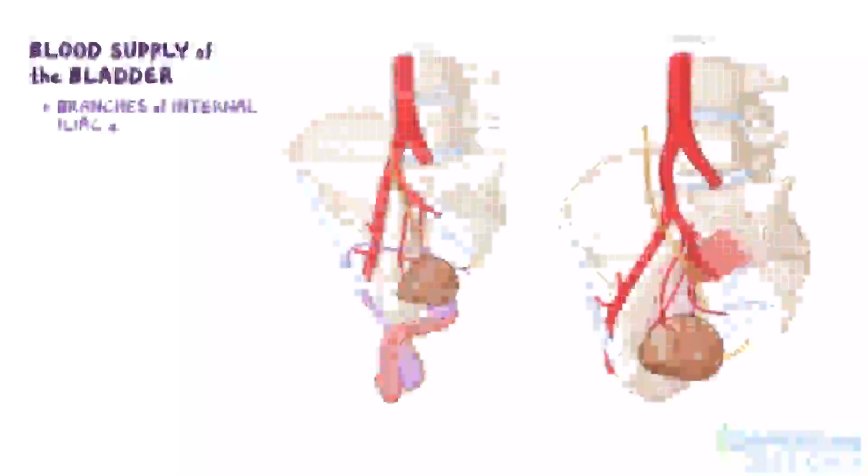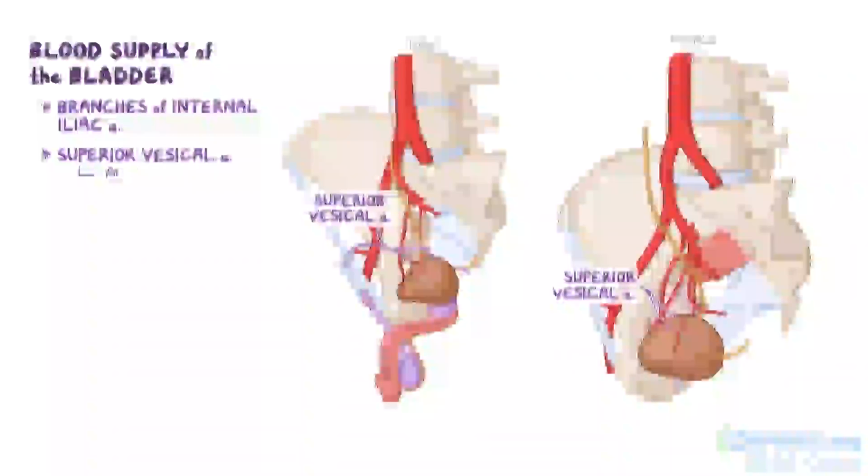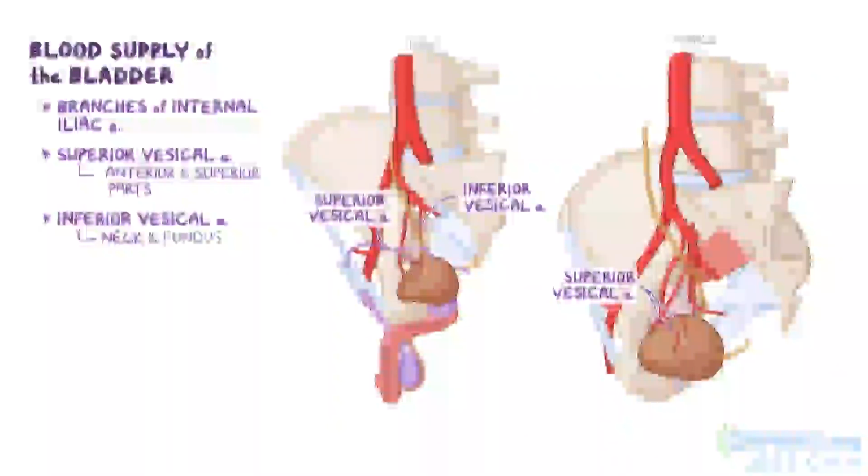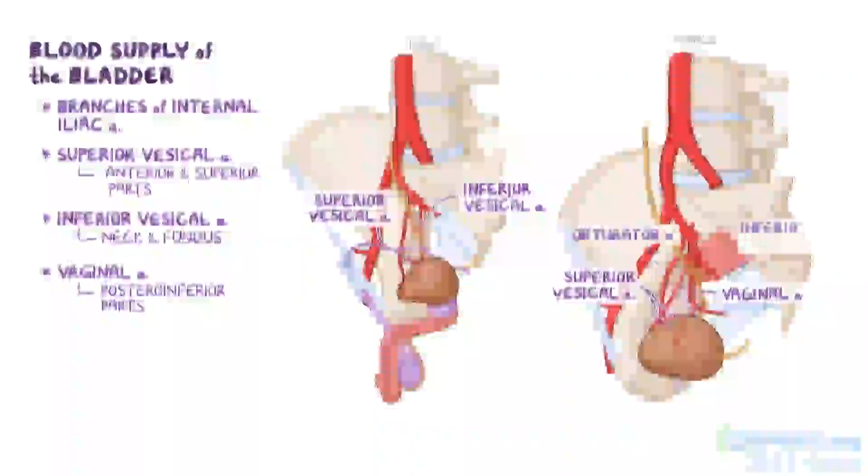Alright, now let's look at the blood supply of the urinary bladder. First, the arterial blood supply of the bladder comes mainly from branches of the internal iliac artery. In both male and female individuals, the superior vesical arteries supply the anterior and superior parts of the urinary bladder. In males, the inferior vesical arteries supply the lower parts of the urinary bladder, such as the neck and the fundus. In females, the vaginal artery supplies the posterior-inferior parts of the urinary bladder instead of the inferior vesical arteries. Finally, the obturator and inferior gluteal arteries send small branches to supply the urinary bladder.